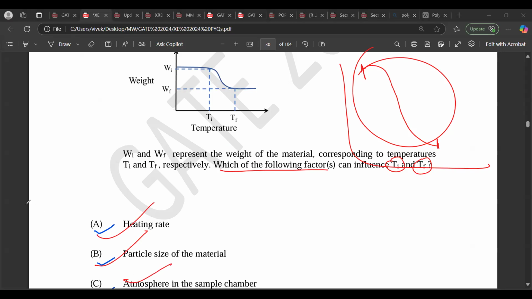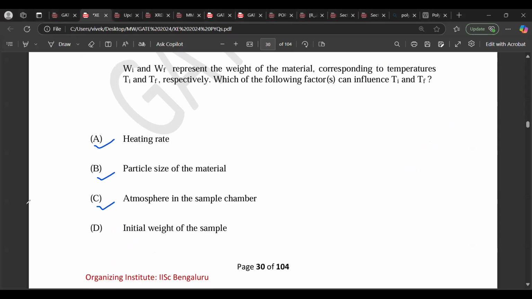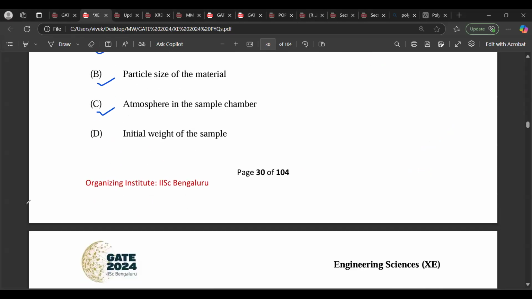If you have more atmosphere that can absorb energy, then lower energy will go to the sample. Then it will absorb lower energy. That means it will take more temperature to transform, right? So atmosphere is important, as we saw. So this is three. Initial weight is not important because you always put a sample with a reasonable size depending on the size of the crucible. Okay, I hope you understand this idea.